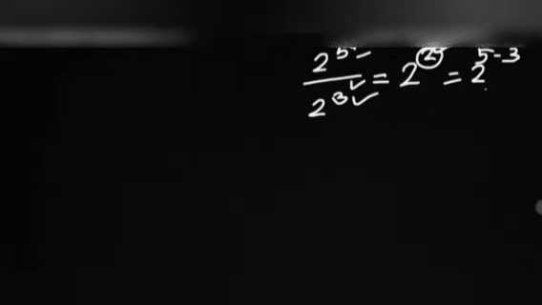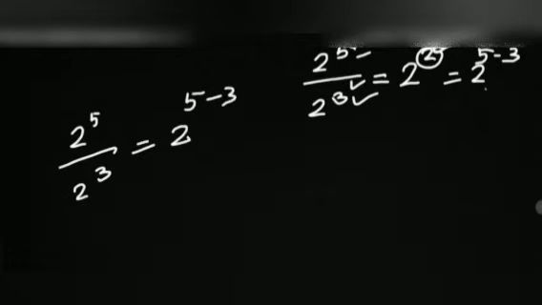So what result is found now? What can we understand from this? Can you say any general result from this? Here we got a result like this: 2 raised to 5 by 2 raised to 3 is equal to 2 raised to 5 minus 3.